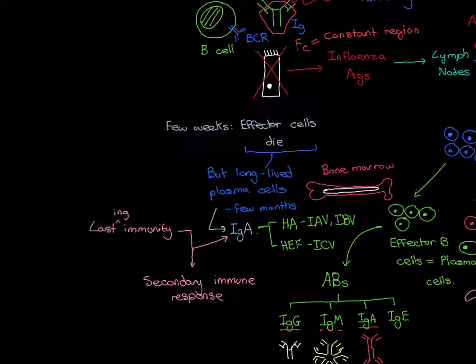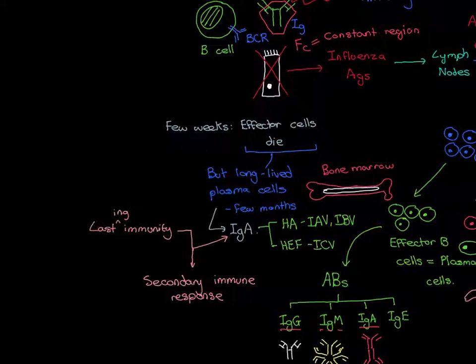We launch a primary adaptive immune response against this. It annihilates it, and then for a few months we will have IgA molecules against the hemagglutinin of the serotype H1 in the mucus of our respiratory epithelium.